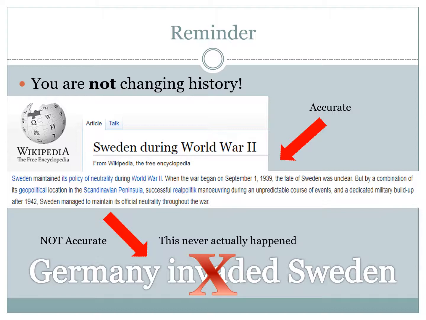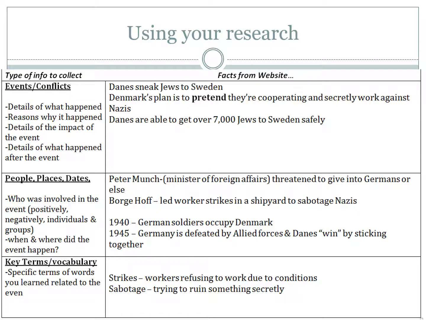This is why your research is very important. You already took notes on true events, and these events do not change. Once you completed your research, you had learned about real people, places, and events that occurred in history.